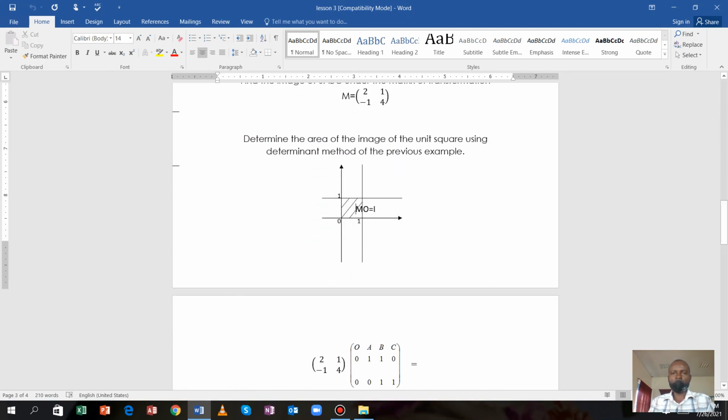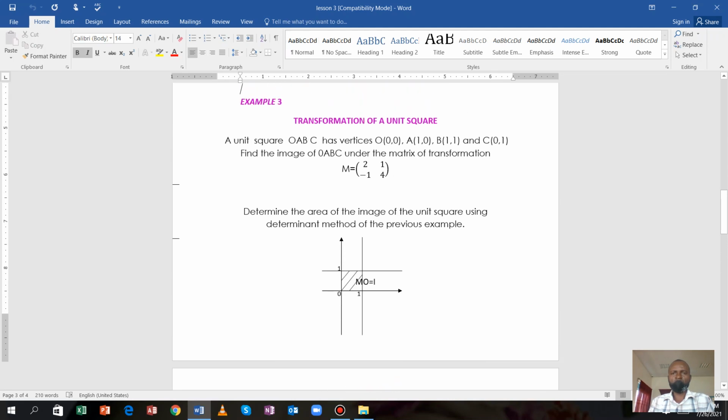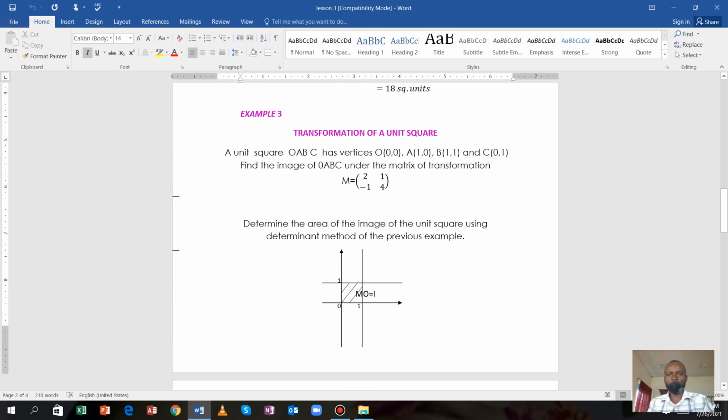This time it is a unit square. What is a unit square? Unit square is that square which has these vertices. I think O is 0, 0. You follow the right. You go to 1, 0. Then you go up there. You see, follow that triangle which is shaded. That is 1, 1. Then the last point will be 0, 1. So that's the order of the unit square.